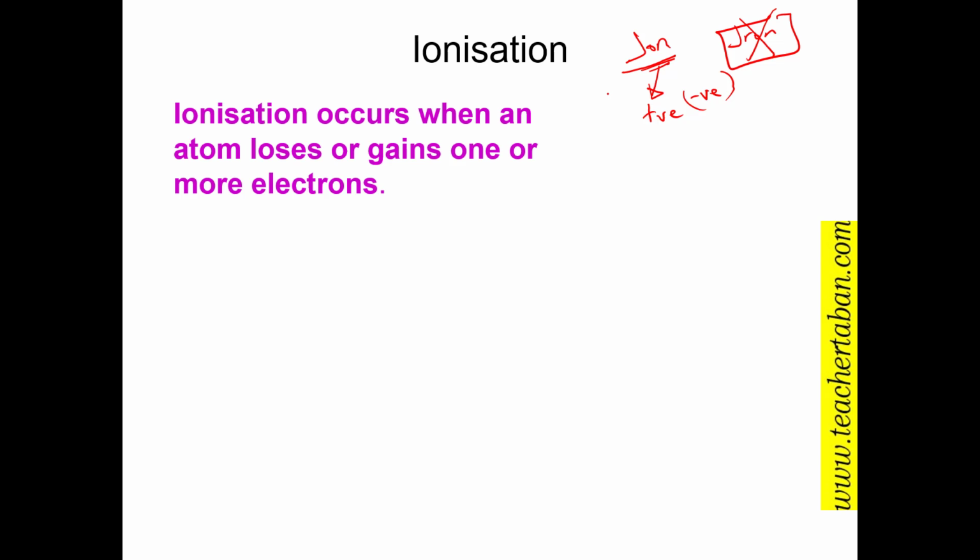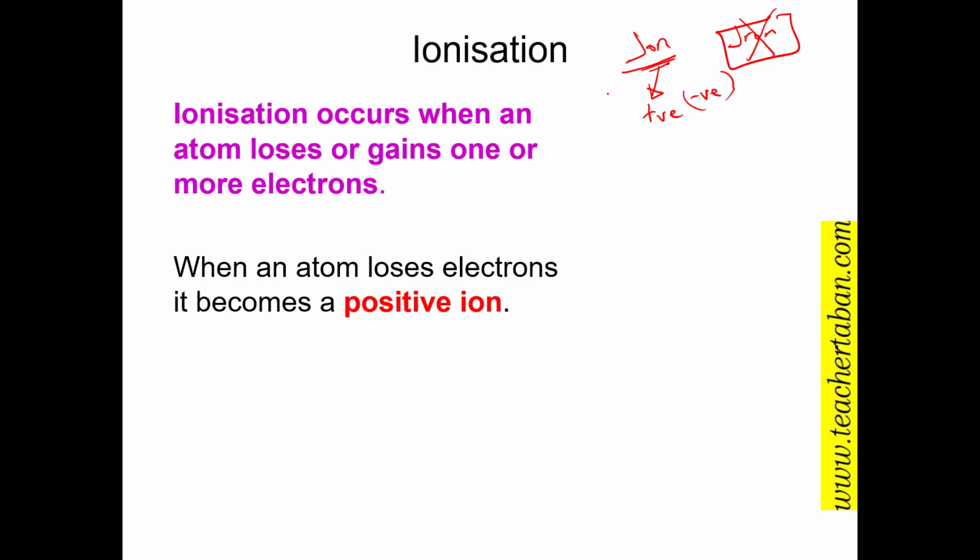Ionization comes from the word ion. Note this ion here. And we have two types of ions: a positive ion and a negative ion. The word ionization refers to when an atom loses or gains one or more electrons. At the beginning, we said that when an atom loses or gains an electron, it becomes charged. So when an atom loses electrons, it becomes positively charged.